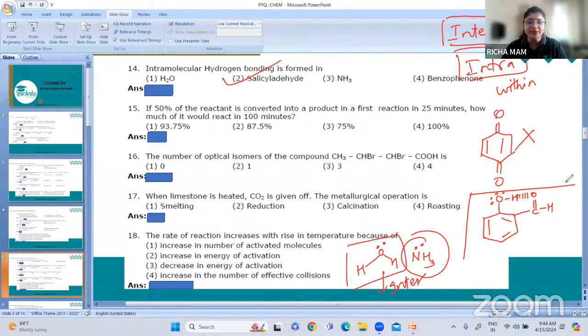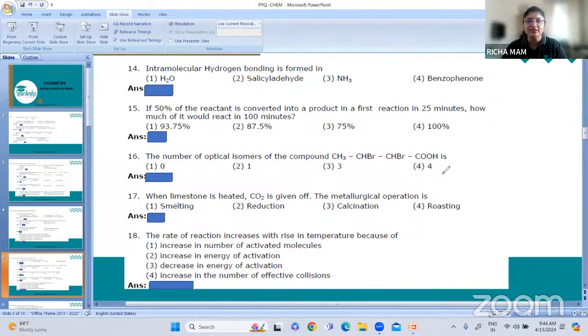So you need to write the structure. Structure is important. Let us go for the next one. If 50% of the reactant is converted into product in the first order reaction in 25 minutes, how much of it would react in 100 minutes?